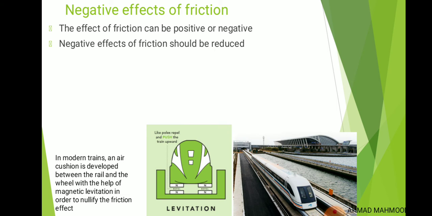In modern trains, an air cushion is developed between the rail and the wheel with the help of magnetic levitation in order to nullify the friction effect.